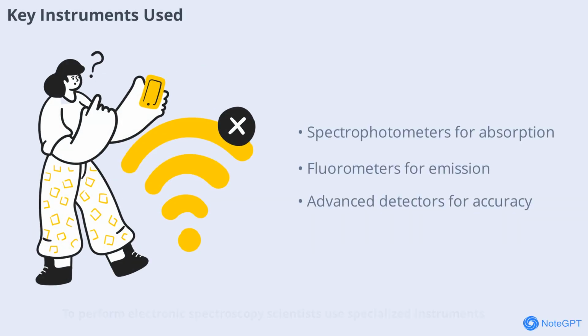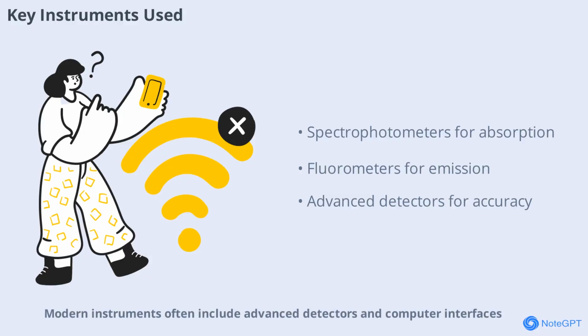To perform electronic spectroscopy, scientists use specialized instruments such as spectrophotometers and fluorometers. These devices are designed to precisely measure the intensity of light absorbed or emitted by a sample across a range of wavelengths. Modern instruments often include advanced detectors and computer interfaces, allowing for rapid data collection and analysis. The choice of instrument depends on the type of spectroscopy and the specific information sought.